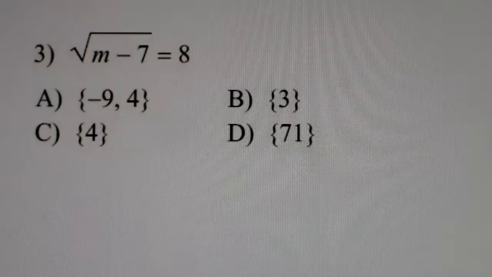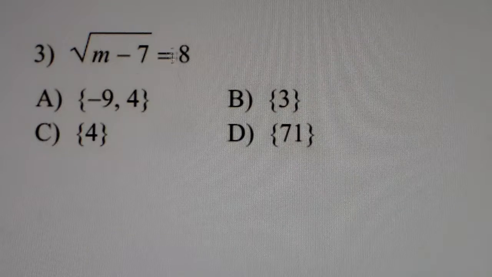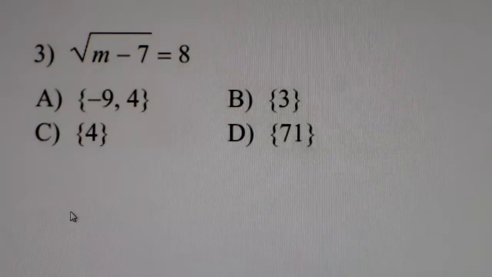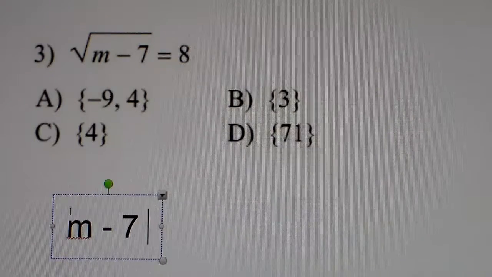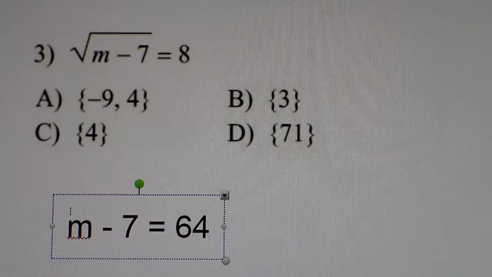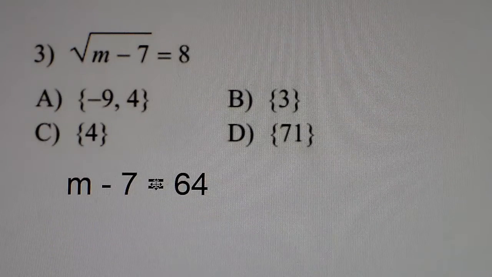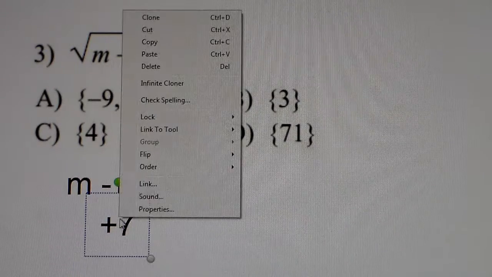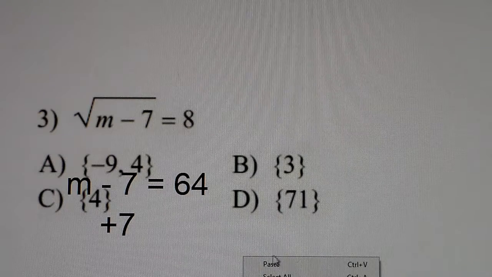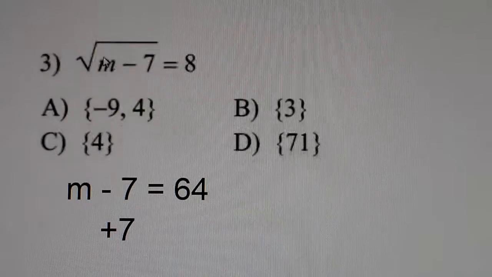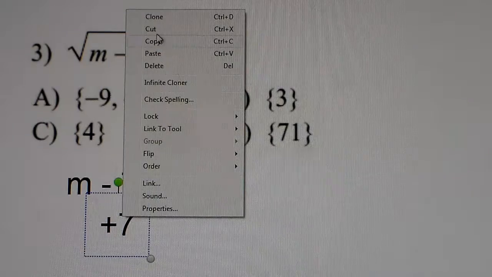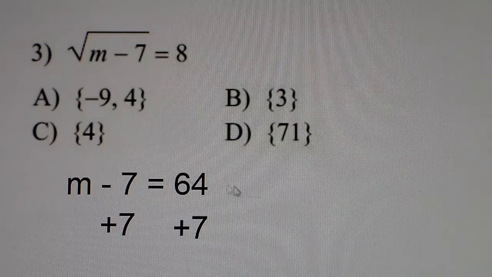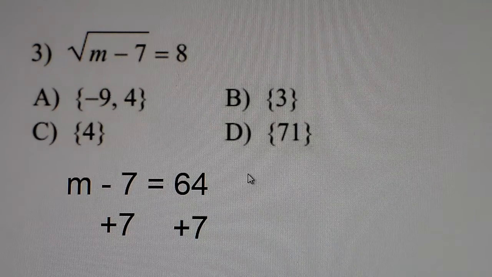Alright, let's move on to number 3. Number 3, the radical is actually all by itself. We don't have to move anything over just yet. So right now we're going to square both sides. And when we do that, we get m minus 7 is equal to 8 squared, which is 64. Once we get that, we just add 7 to both sides, just like you've been doing over and over again. When you add 7 to both sides, m is going to equal 71.